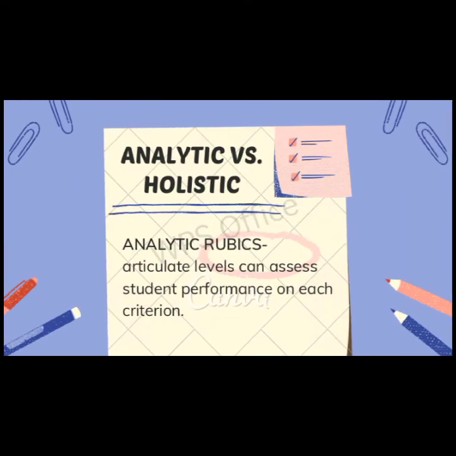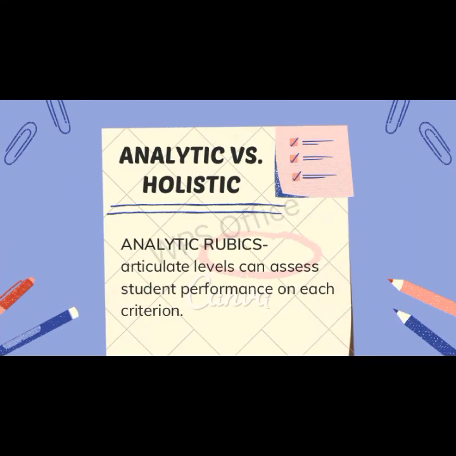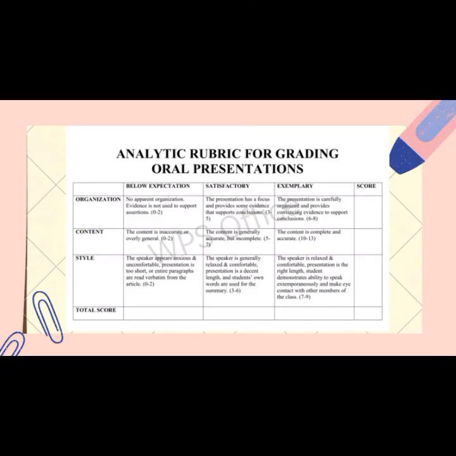So let's proceed to analytic and holistic rubrics. When we say analytic rubrics, they articulate levels to assess students' performance on each criterion. It examines the different dimensions of performance. Using an analytic rubric, the teacher assesses in more detail the performance of the students based on specific criteria and scale. So here is an example of an analytic rubric.